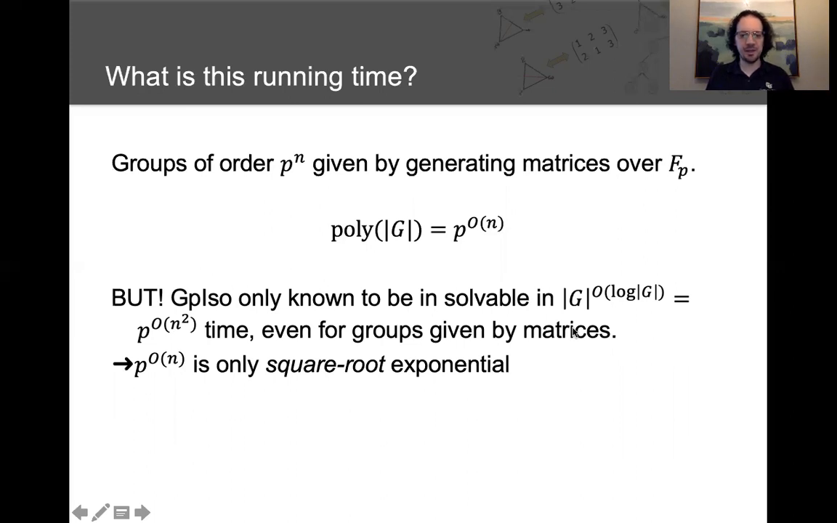The other way to think about it is the current best witness size we know for isomorphism in this class of groups is, if the group has order p to the n, roughly n squared. And so a running time of p to the o of n is really only square root exponential in the natural witness size. So this is sort of analogous to if you said you had an algorithm for satisfiability of n variable equations in 2 to the root n time. And these are the running times that we get for our first two reductions, the search to decision and counting to decision reduction.